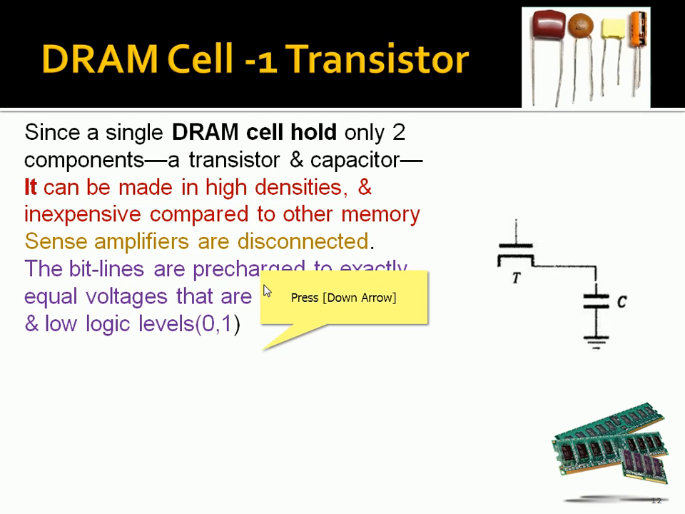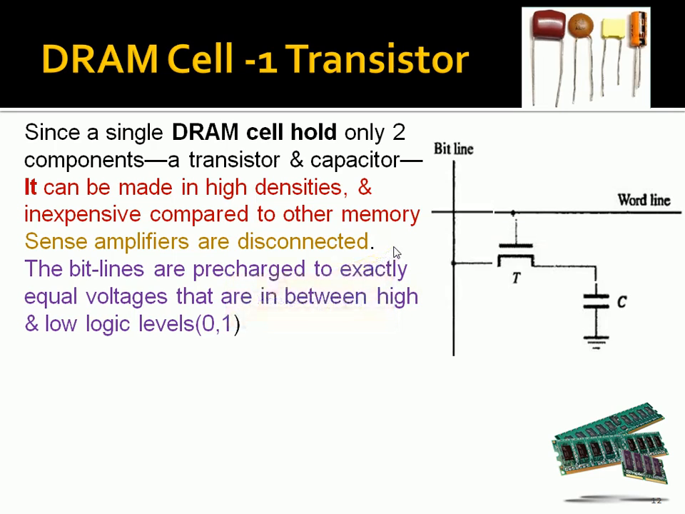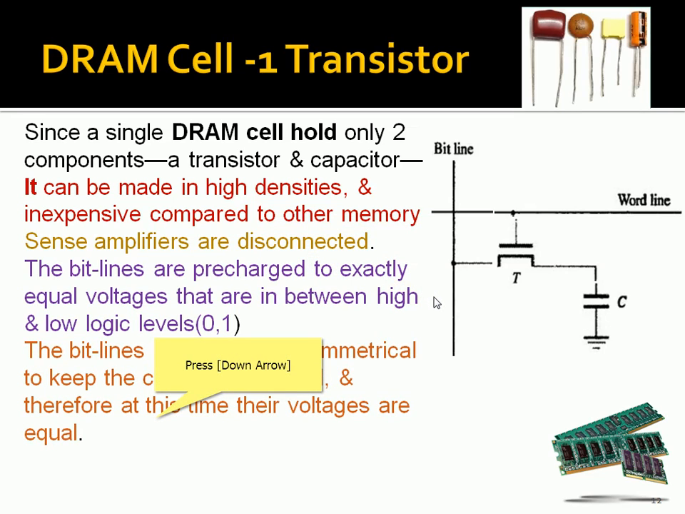Since the amplifiers are disconnected when connected to ground, that is a capacitor, the bit lines are pre-charged to exactly equal voltage between the high voltage and low, that is 0 and 1. So the word line is connected, so the bit line is connected. The bit lines are physically symmetrical to keep the capacitance equal, and therefore at that time their voltages are equal, right?